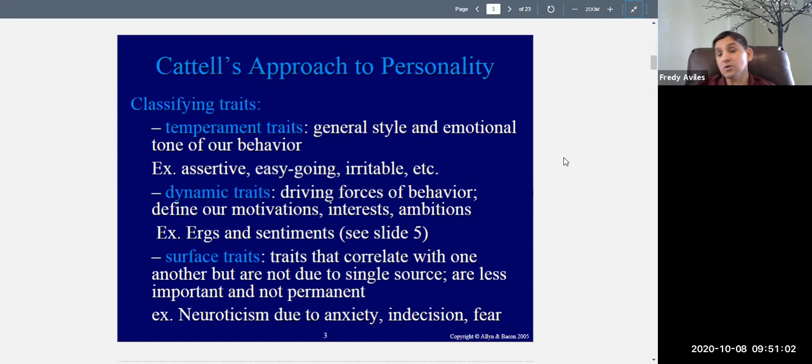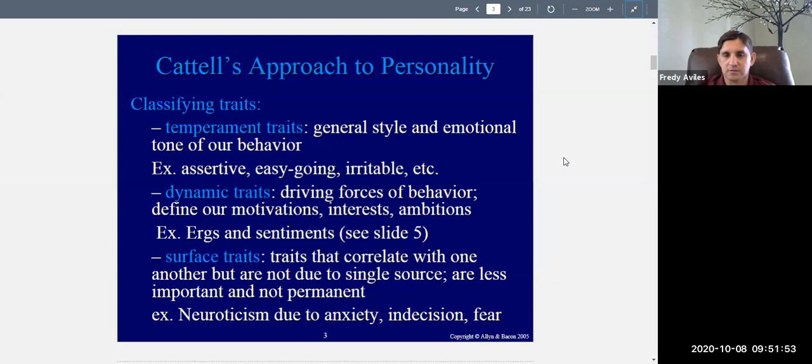There's also surface traits, traits that correlate with one another, right? They're related to one another, but are not due to any one thing, okay? They're less important, not permanent. Like if you are, for instance, neurotic because you are anxious, indecisive, fearful, right? So in other words, it's a personality trait that doesn't have to do with one thing, but has to do with multiple things. And he called those surface traits. They're not due to one thing, they're due to many things, okay? You can be neurotic, for instance, because that's the way you are, you're anxious, indecisive, fearful, or you can be neurotic because of the situation, because you have to give a speech, and maybe that's why you are being indecisive and fearful and things like that. So he called those surface traits.